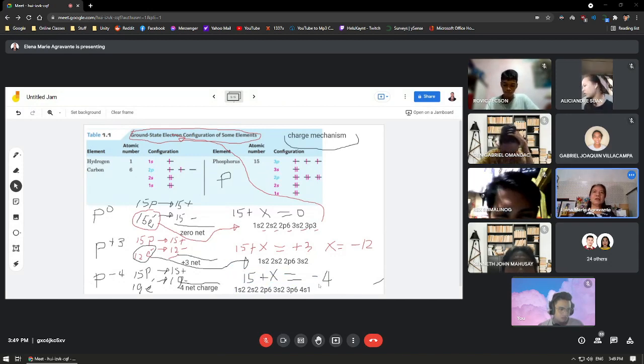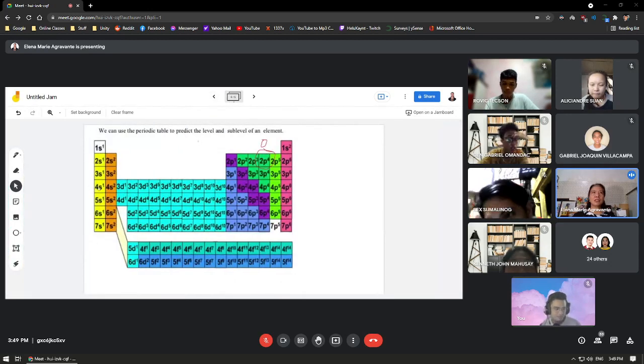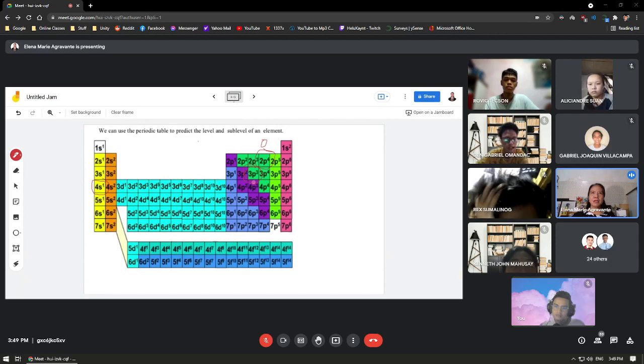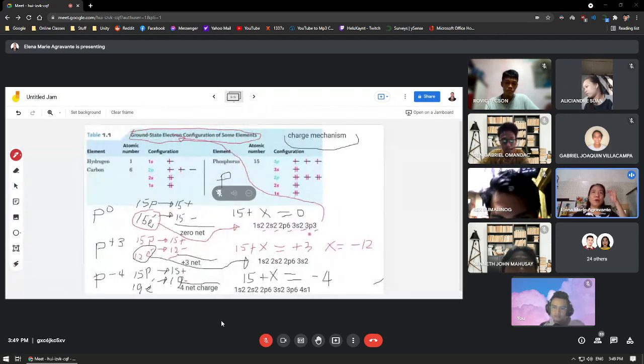So notice, if you look at your configuration, it now resembles the one before it, although phosphorus is here. Phosphorus P0, P positive 3, P negative 4. Okay guys, review this later.